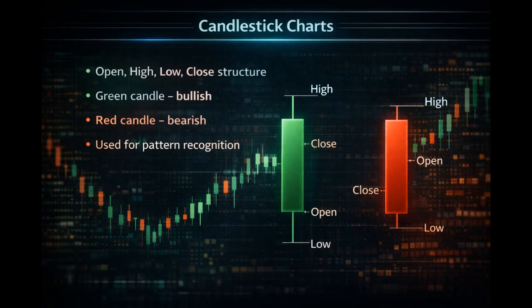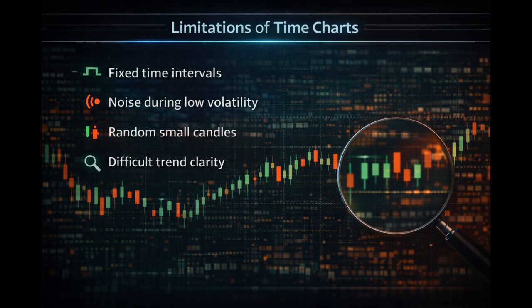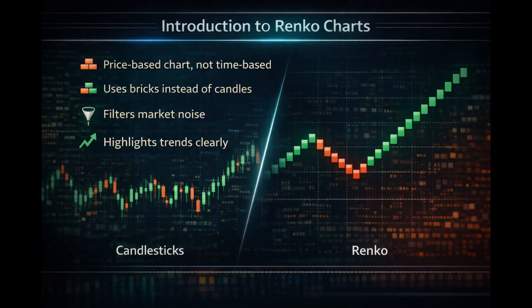Limitations of time-based charts. Although candlestick charts are widely used, they have certain limitations. Because they are based on fixed time intervals, they can generate candles even when price movement is insignificant. This often results in market noise that makes trend identification difficult. For example, during low volatility periods, a chart may show many small candles moving randomly within a narrow range. These movements may not represent meaningful trends. As a result, traders sometimes misinterpret noise as trading signals. Renko charts were developed to overcome this limitation by focusing only on price movement.